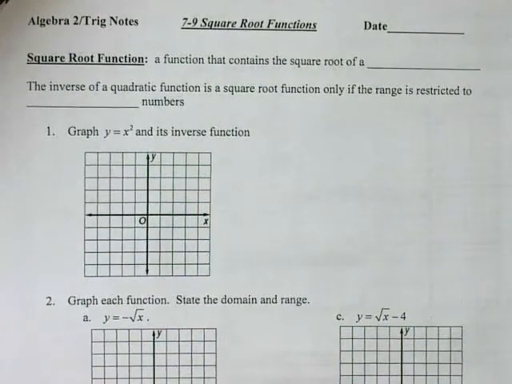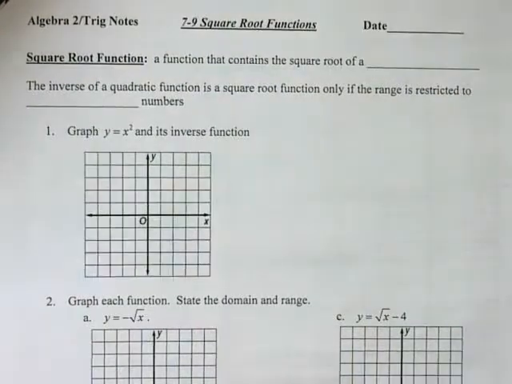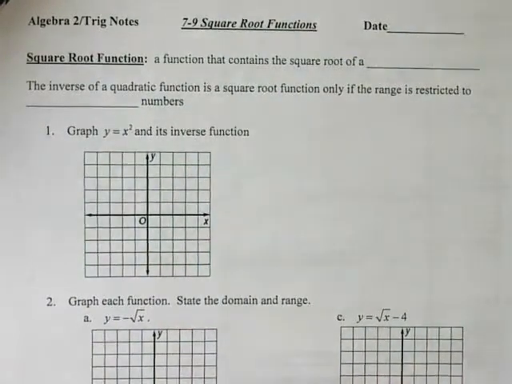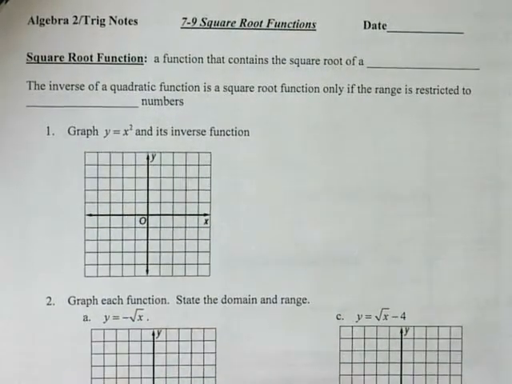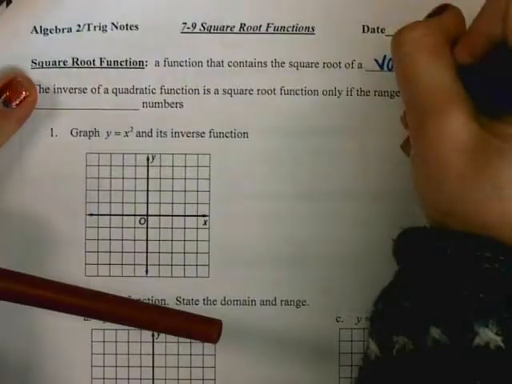Okay, 7-9 says square root functions. The key there is it says functions. So, we're dealing with only functions now. A square root function is a function that contains the square root of a variable.